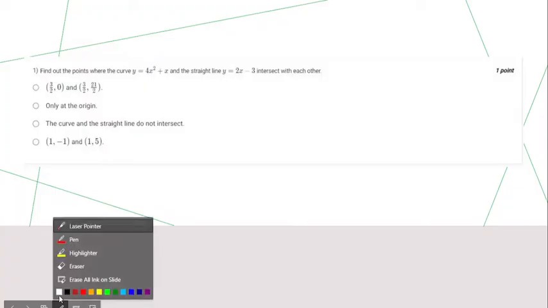It is asking whether this curve y equal to 4x square plus 6 and the straight line y equal to 2x minus 3 intersect or not. If they intersect, then what are the coordinates of those points?